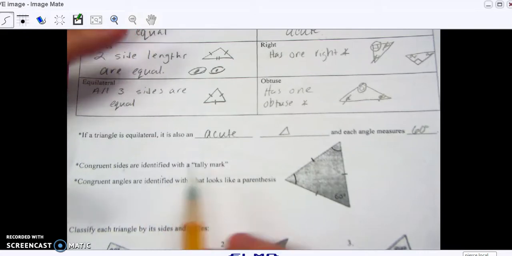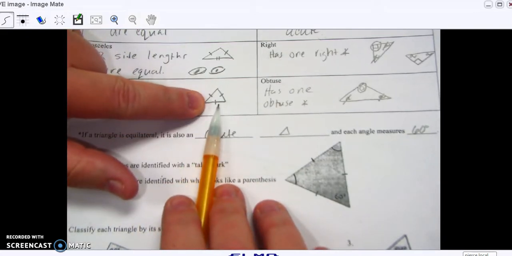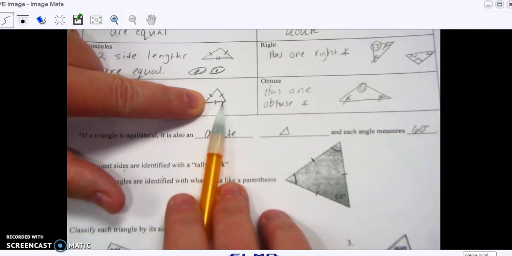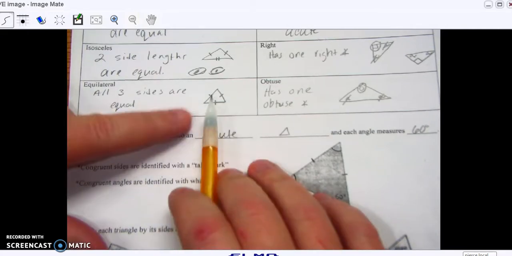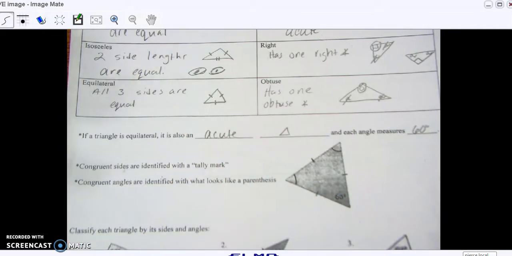So if it's equilateral, it's going to have three, like look at this equilateral triangle right here. It's going to have three acute angles. That's true of every equilateral triangle. And each of those angles is going to measure 60 degrees. So its angle measures are also equal. Okay, that's kind of unique about it.